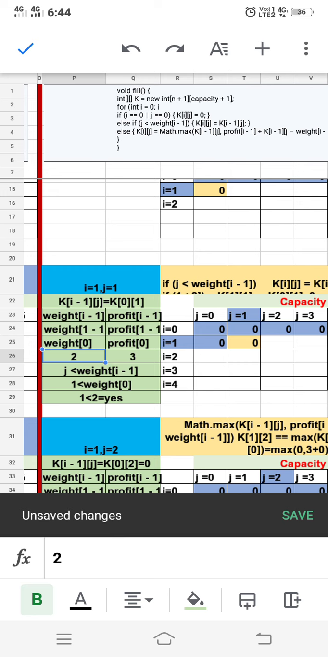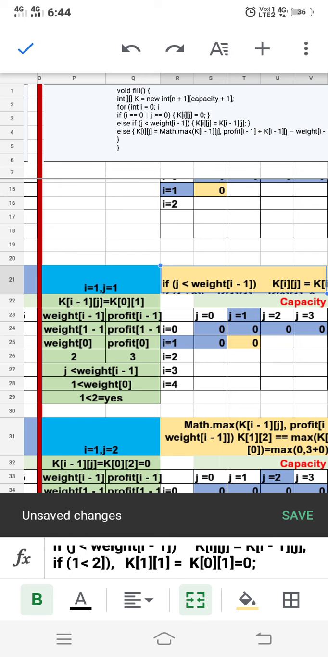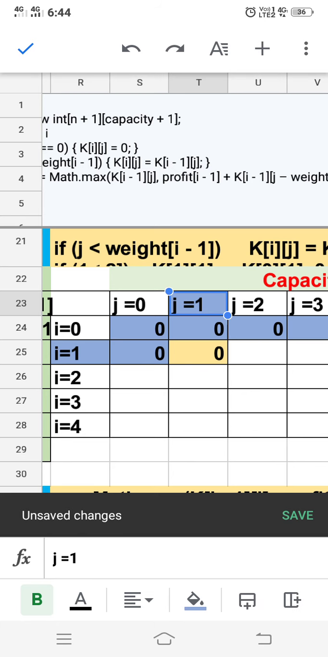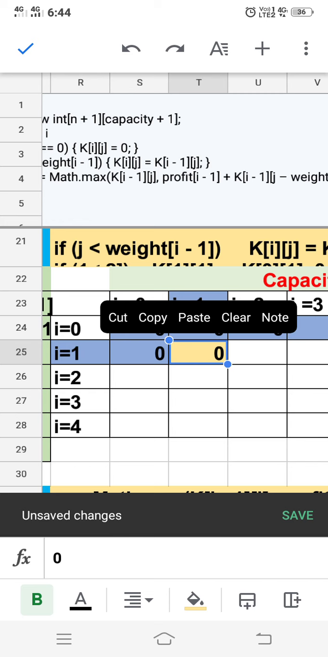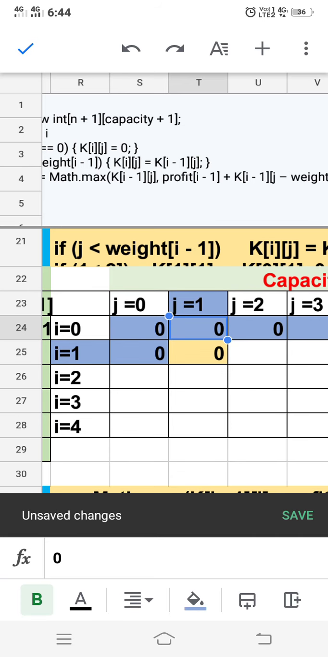So that means the value of K of i j will be equal to what? It will take the previous value, K of i minus 1, j, that is equal to 0. It will not change. Since the j value is equal to 1, it is lesser than the current weight of the object, the value at this index will be equal to the previous K value, as it is. I will be copying it here.